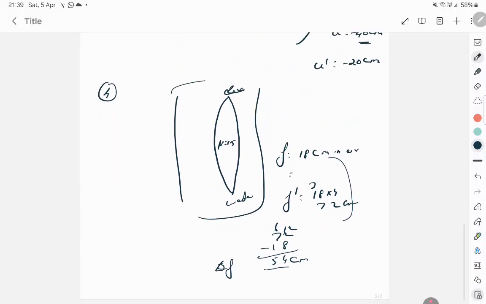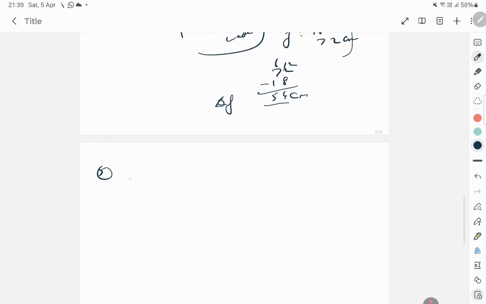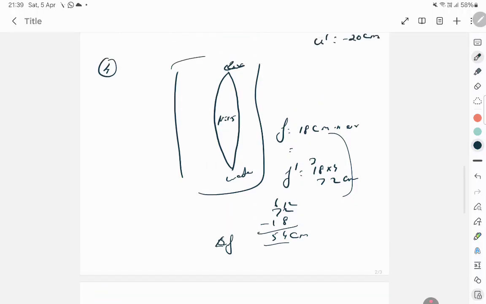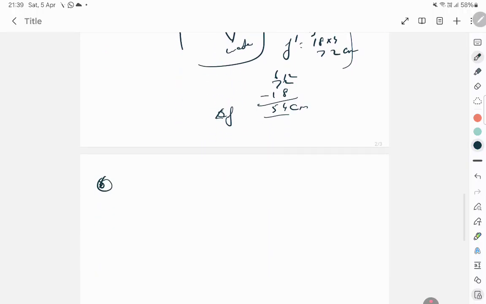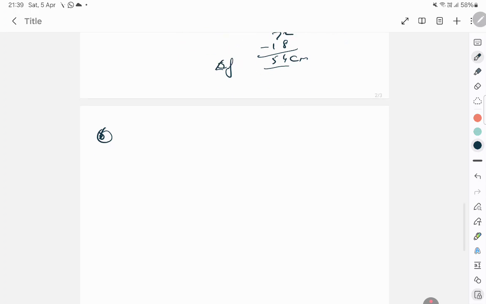Let's go to the next question. The fifth question is what I've done now. So let's go to the sixth question. The sixth question in the assignment sheet is omitted. So let's go to the seventh question.